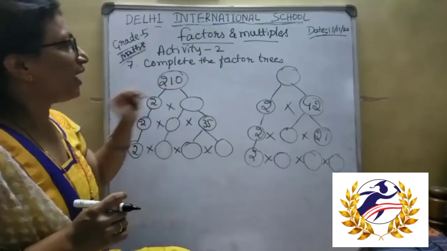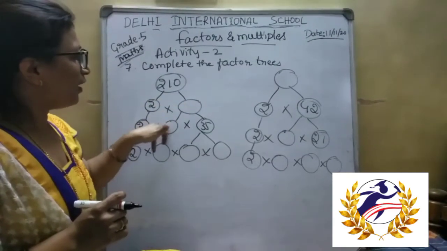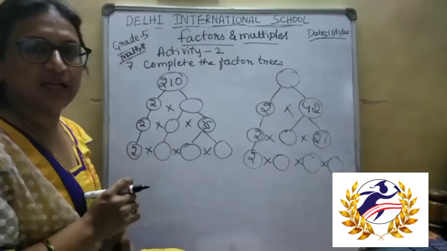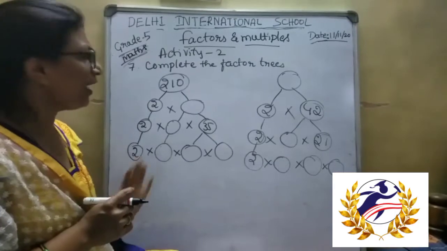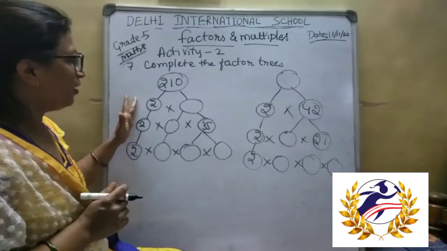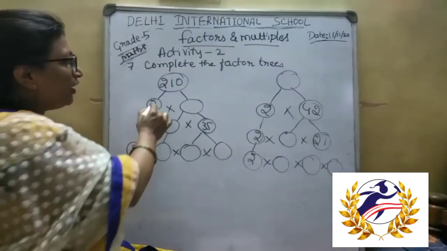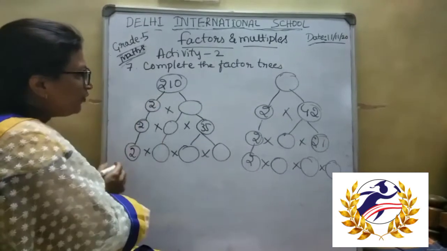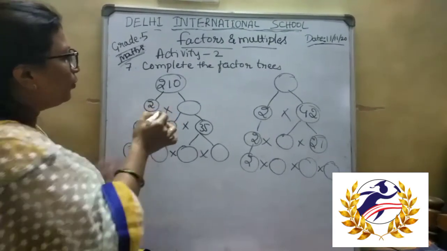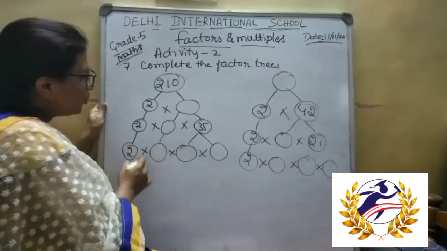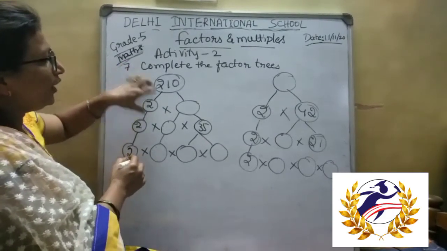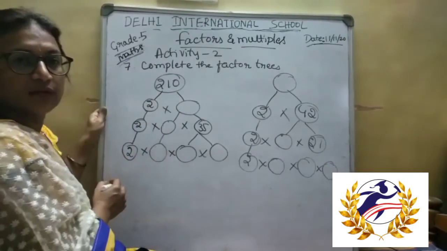They have given 210 at the top, and they have given empty boxes and empty circles here. We have to fill those up. So how can it be done? To complete the factor tree, 2 into dash is equal to 210.